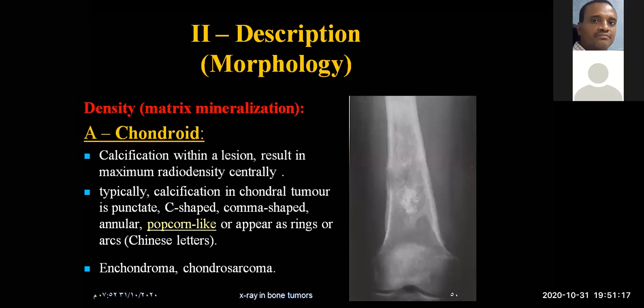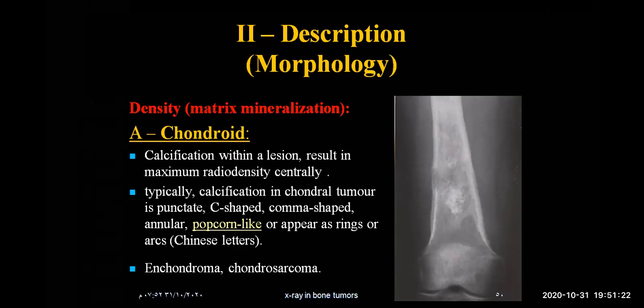And by the way, sometimes you will not find this popcorn appearance in a chondroid lesion, especially grade 1. That means the calcification is not happening yet. Simple like that. So this popcorn appearance is due to calcification of the chondroid lesion. That's it. The striking examples are enchondroma or chondroma.